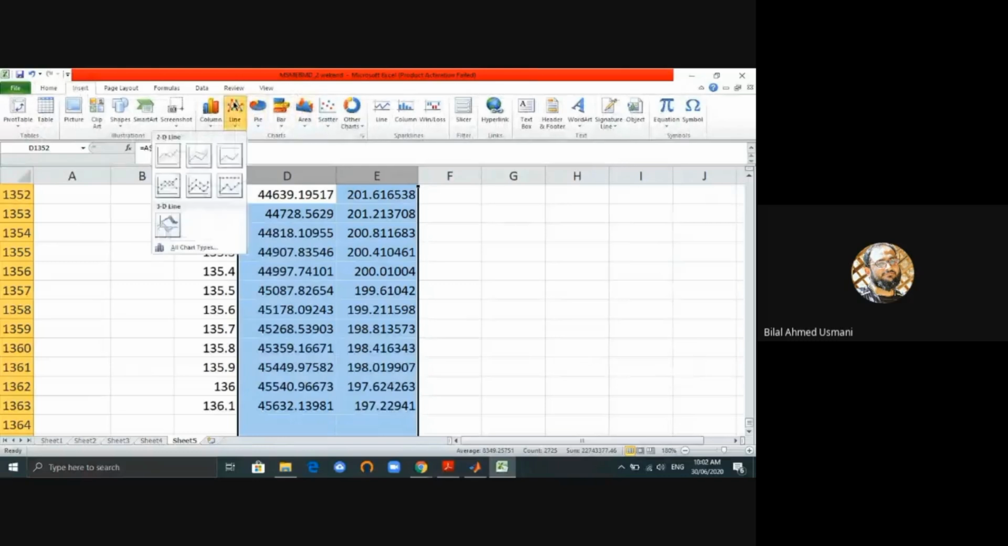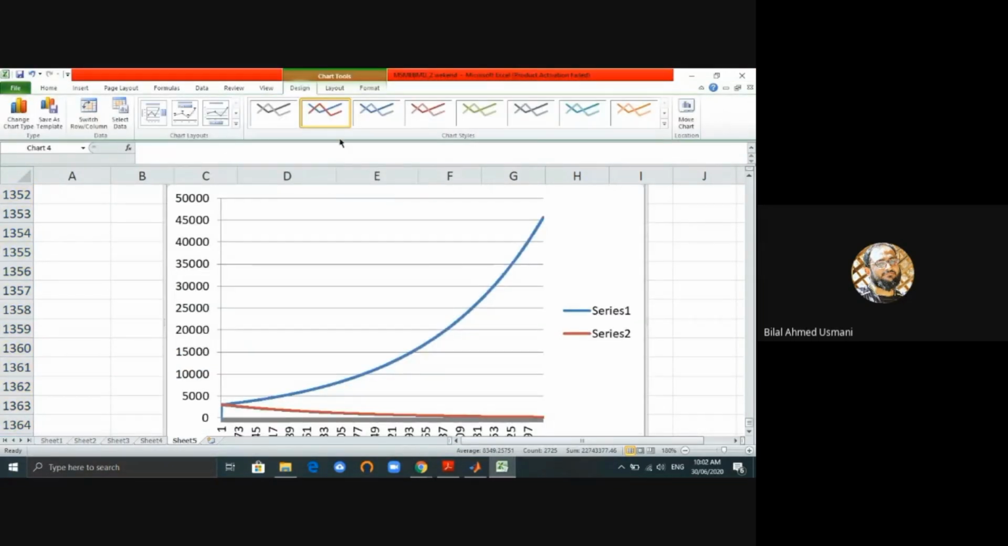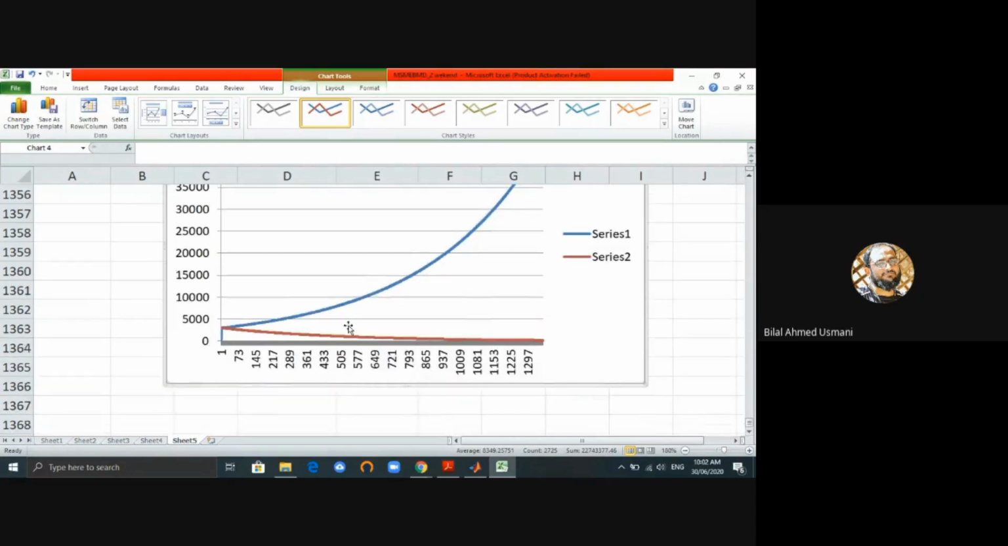I'm deliberately not plotting them on a single sheet. Otherwise, the scale factor would introduce a large discrepancy. You can see that exponential decline is not evident because of the scale factor for exponential increase, but it's still going down. Series number one is exponential increase, series number two is exponential decline. Okay, so that's all for the exponential function or exponential curves.